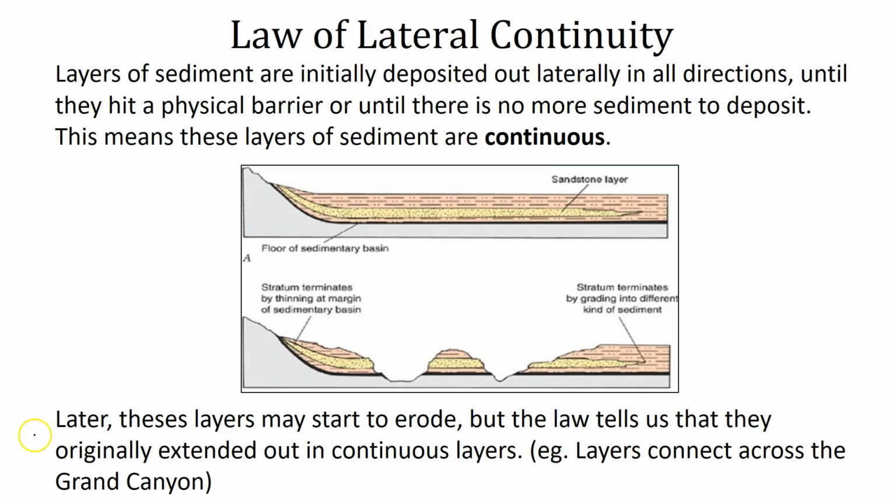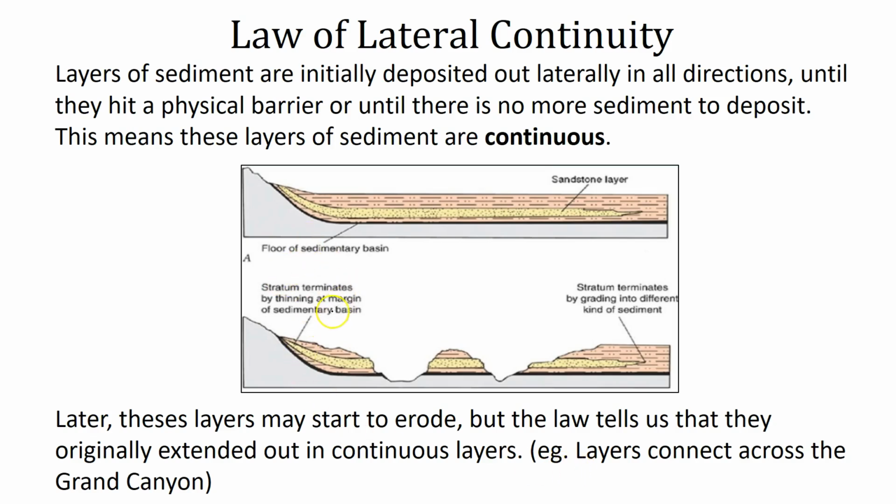So later on, after these layers of sediment are deposited, they may start to erode. We have rivers, we have streams, we have glaciers, we have all kinds of erosive forces on the surface of the earth that want to break down these layers of rock and turn them into sediment. But this law of lateral continuity tells us that all of these were originally extended out in continuous layers.